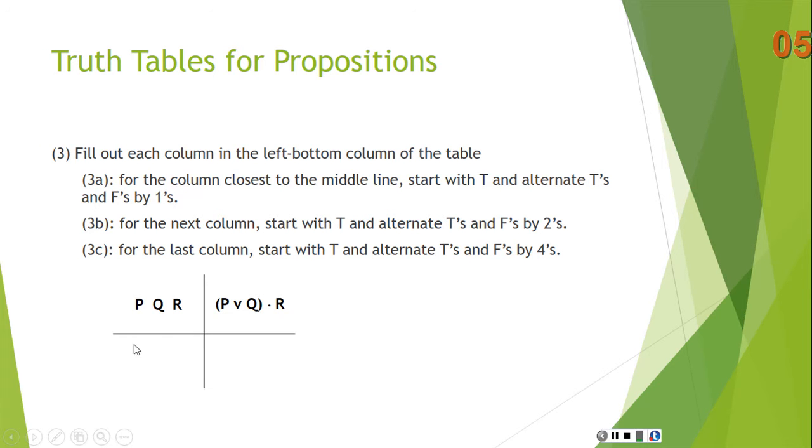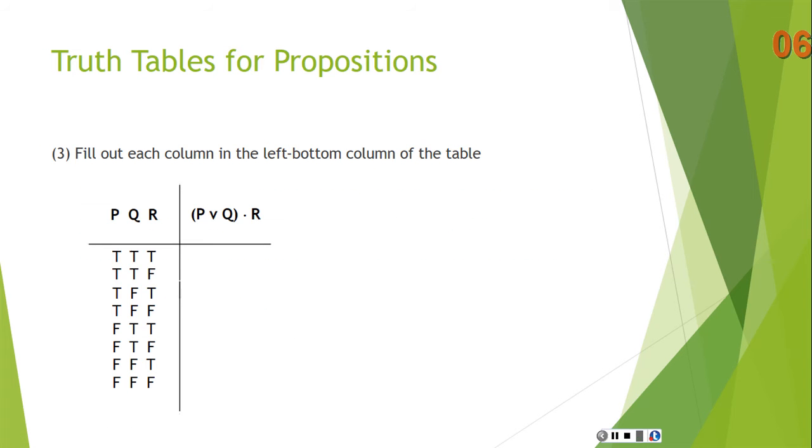For Q, you start with T and alternate T's and F's by 2s. T, T, F, F, T, T, F, F. And remember, there are 8 combinations, so we do 8 lines. For the last column, we start with T and alternate T's and F's by 4s. So T, T, T, T, F, F, F, F. Let's see that filled out on the next slide.